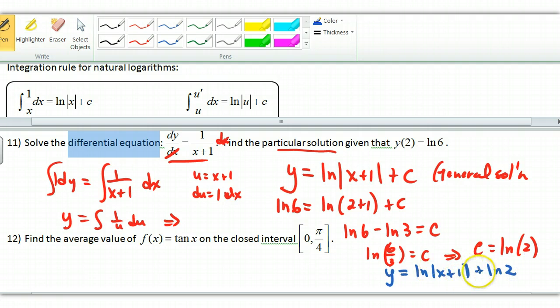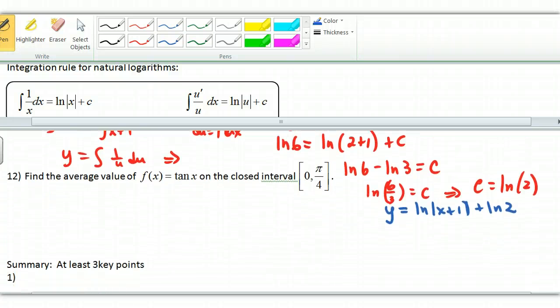Could you put these together with a product? Sure, that would work as well. So sometimes you see that. So this might be ln of 2x plus 2, which would be all inside.